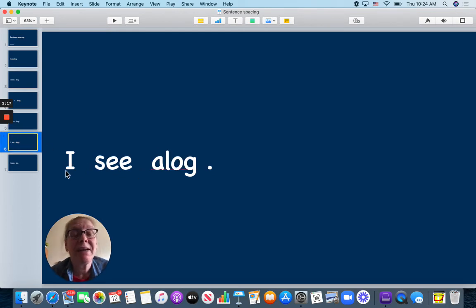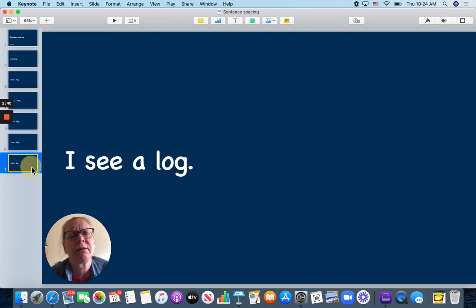Now I have another sentence. This says, "I see a log," and then my period's way over here. It looks like this may be too much space, and I need to have a space between A and L, otherwise it looks like "alog" is one word instead of "a log." Also, look, my period is not next to my G. Let's fix this. I see a log.